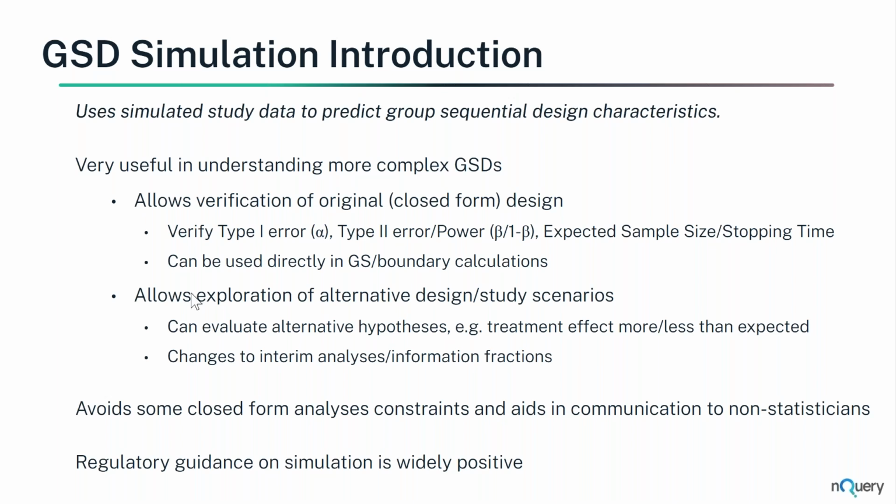Simulation provides information for both our overall trial as well as the likely outcome at any given interim analysis. And this can be used to make decisions about whether to change the trial. So you might do it for changing the group sequential boundary method.